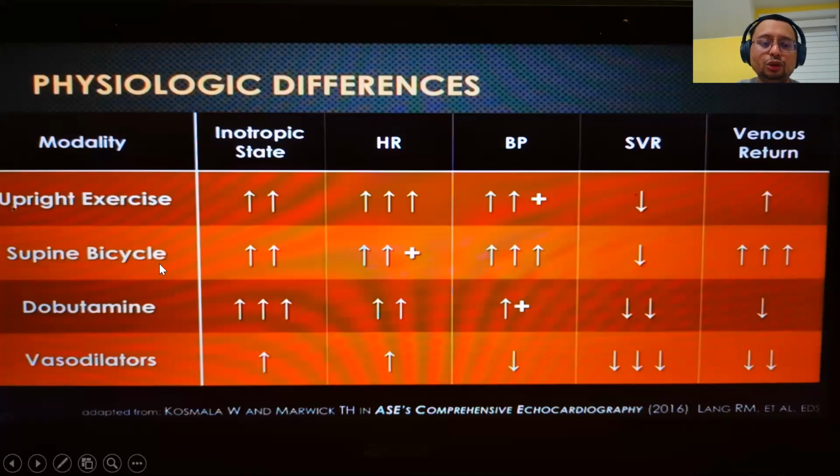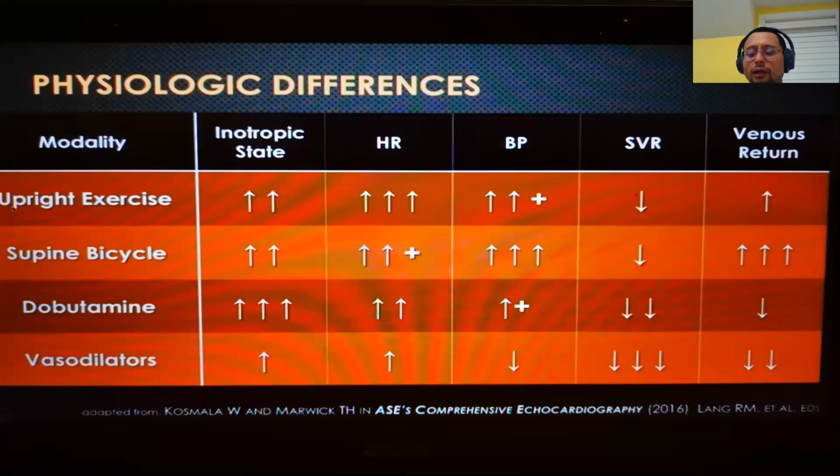The reason they do supine bicycle exercise is that it is easier to image, because you can image without asking the patient to move. The other ones that we do are dobutamine and also vasodilator, which is quite rare. So what is the difference between all these three? In general, if the patient can exercise, we try to exercise the patient. Why is exercise very important?